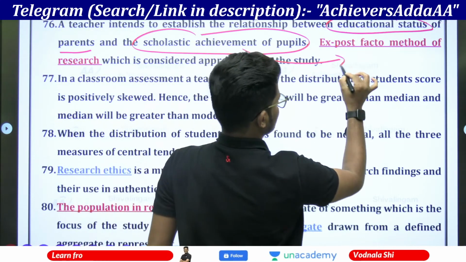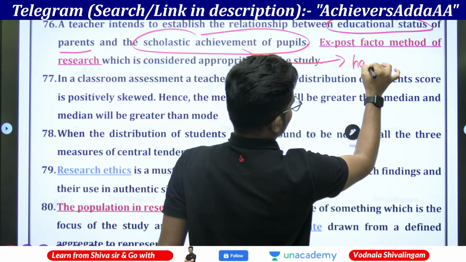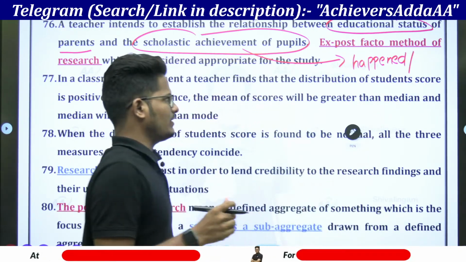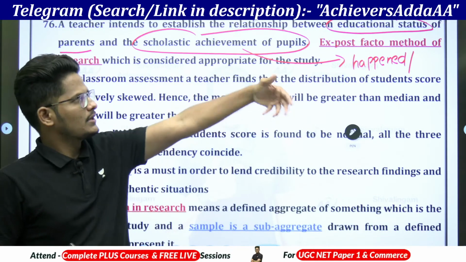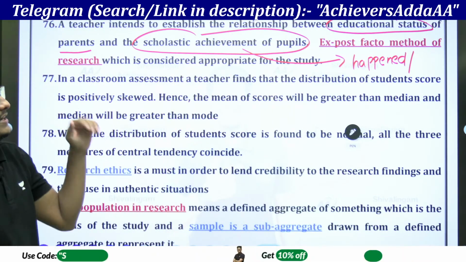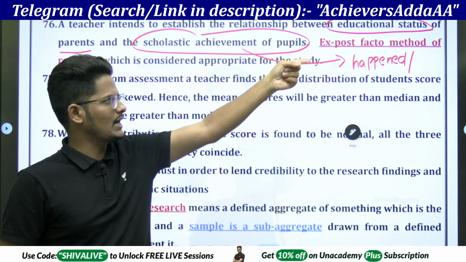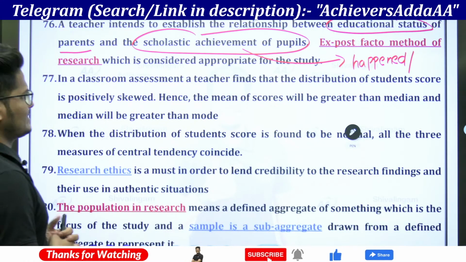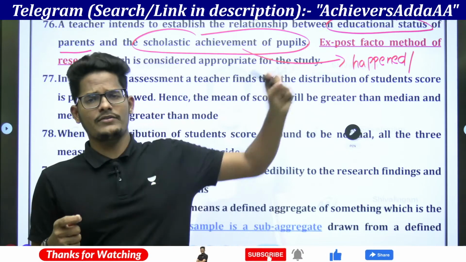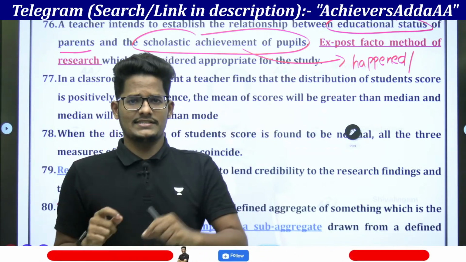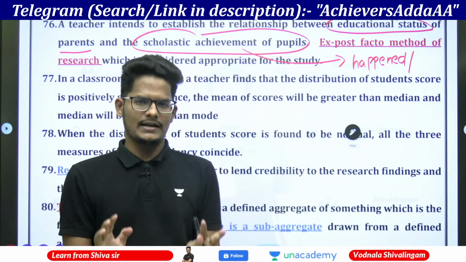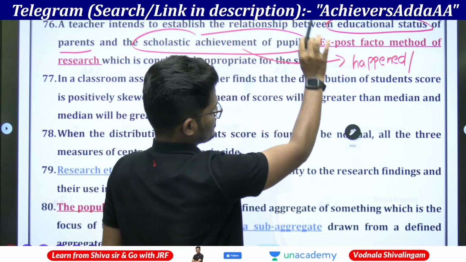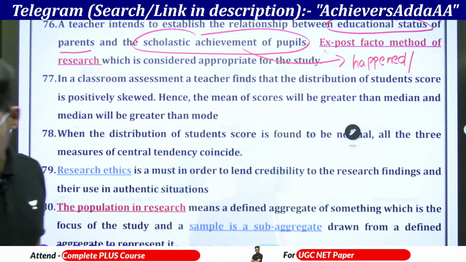Achievement means an already achieved thing, an already happened event, a completed event. So when the event has already happened, after achieving, we want to know whether the educational status of the parents is the reason for this achievement or not. To know that, ex post facto will be performed here. Only relationship. Why? Because the achievement has already happened. After achieving only, we are trying to identify whether parents' educational status is important for this or not. That is an already happened event we are trying to check. In this question there were no other options suitable to this particular situation.